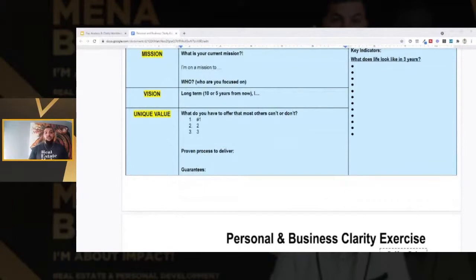And then the last thing you want to think about is your guarantees. What guarantees do you have for your customers? So maybe you guarantee that their home will be sold or that you'll buy it. Maybe you guarantee that they can buy a home within 3 months if they follow all the steps that you give them. So what are the guarantees that you can offer your clients, right?